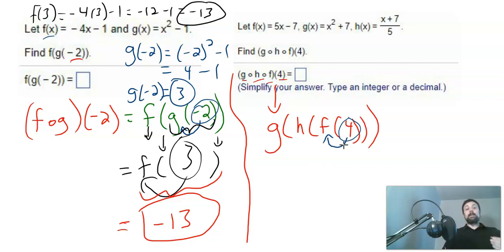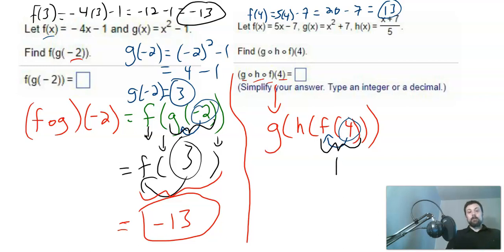The first result I need to get is f of 4, right? So I'm going to take function f, plug in 4 for x. So we'll get 5 times 4 minus 7, which is going, I guess I'll just work straight across, to be 20 minus 7, which is going to be 13. Now that I know what f of 4 is equal to, I replace the function notation with what it equals. So f of 4 is equal to 13. Take the function notation out, replace it with what it's equal to.